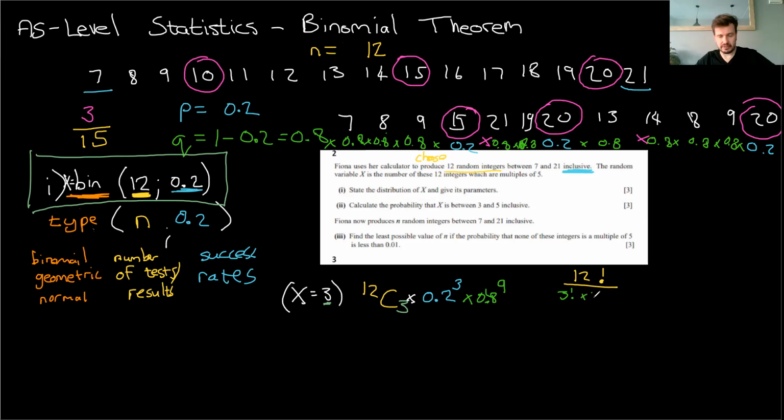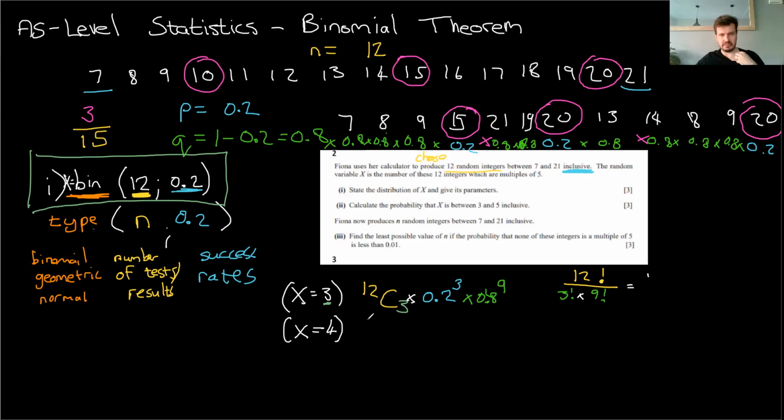times 9 factorial. So you could also put that into your calculator, using the factorial button. You could even do some of the work by multiplying it out and then cancelling some of the things. But that is what this 12 combination 3 means. Okay, so that's the 3.